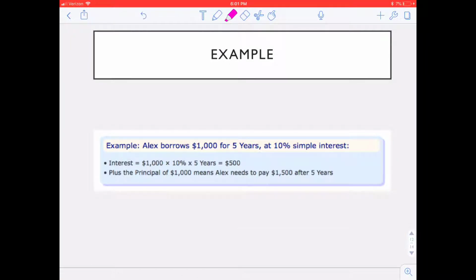So here's an example. Alex borrows $1,000 for 5 years at 10% simple interest. To calculate the interest, I'm going to take 1,000, which is my principal, multiply it by my rate, which is 10%, and multiply it by time, which is 5 years. And I get a value of $500. I need to add that because this is only the value of my interest. So I'm going to take the original value of $1,000 and add $500 to it, so that now I know I have to pay back $1,500 after 5 years.